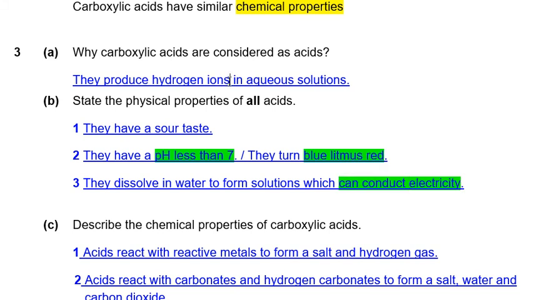Take a look at 3A. They produce hydrogen ions, right? So when they dissolve in solution, I have hydrogen ions. Basically, I will have ions in the solution. These ions will be able to move freely to conduct electricity.